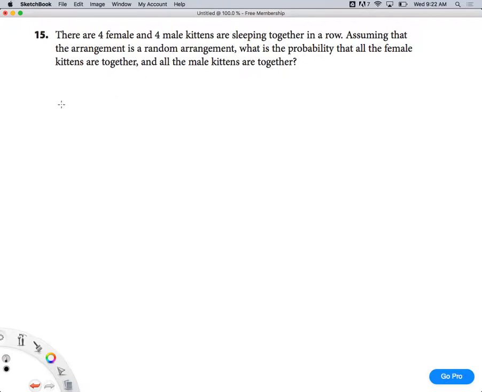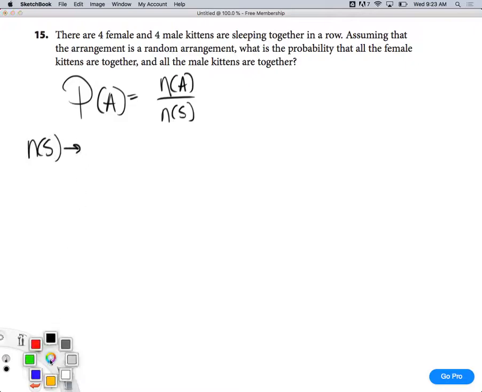Okay, well, let's see. Probability. Guys, when you see probability, if I were you, I would just write this down: P(A) equals N(A) over N(S). Then you ask, what's N(S)? What are all the possibilities? I've got 8 objects and I'm choosing 8 of them, so it would be 8 factorial, but I have to check for repetition. Yes, I have 4 female and 4 male. So it's 8 factorial divided by 4 factorial, which is just 70.